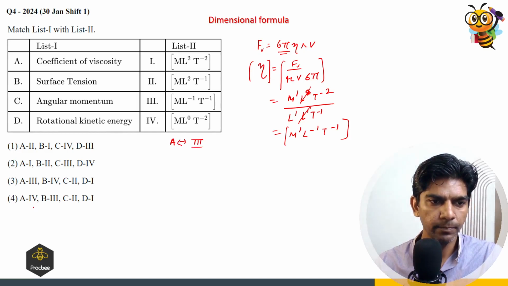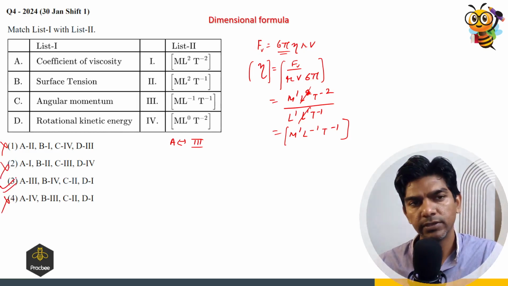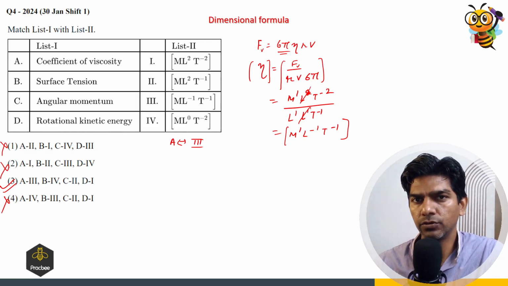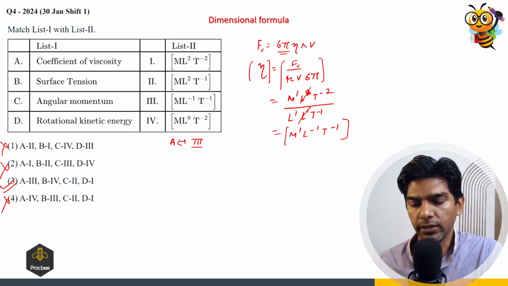Now let us see the options. Option 1 is incorrect, option 2 is incorrect, option 4 is incorrect. So option 3 is the right answer. In such questions, you don't have to calculate the dimension for each physical quantity. By checking one or two dimensions, you will be able to find the answer.